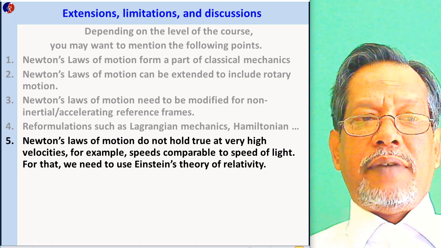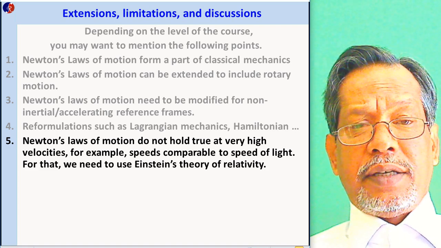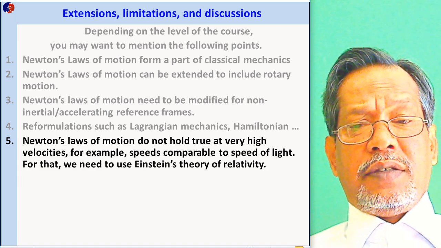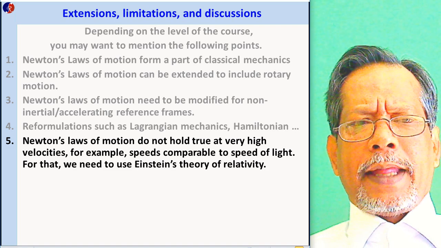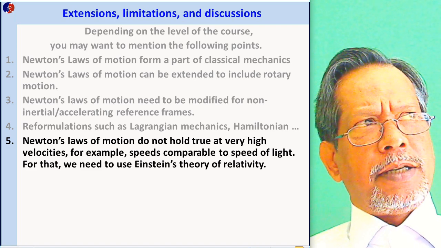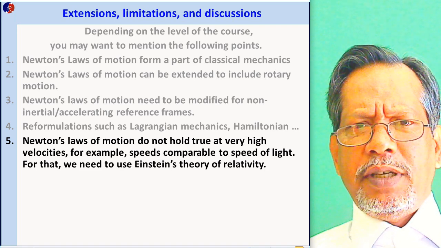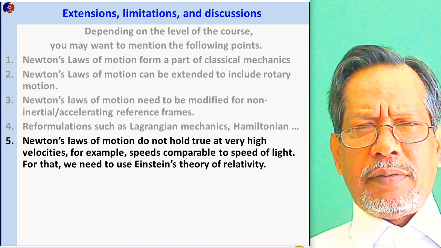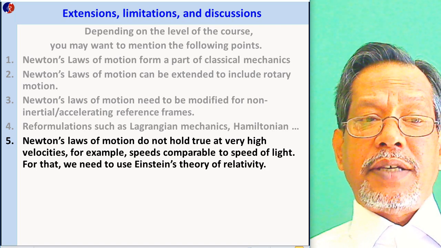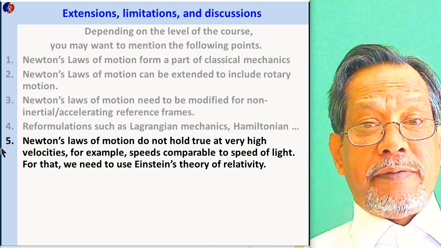Newton's laws of motion do not hold true at very high velocities. For classical mechanics, the scientists found out that when things are moving at very high speed, say close to the speed of light, 300,000 kilometers per second, so even at 100,000 kilometers per second, Newton's laws of motion start to give wrong results. Okay? There you need to use Einstein's theory of relativity. That's a relatively new theory, 100-year-old theory, and that gives very correct results.